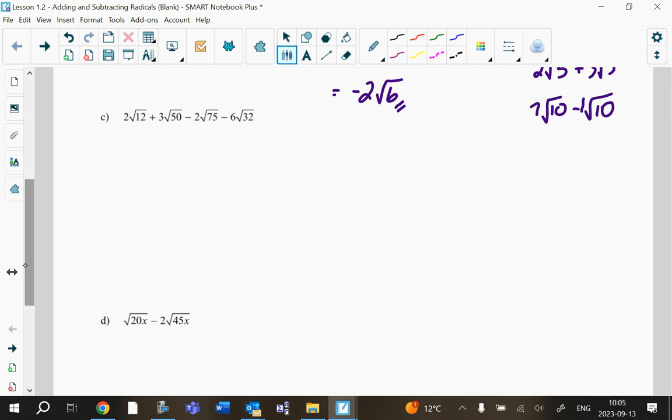Cool, this one. None of them are the same. So I got to look to see if I can simplify one or more of them. Well, don't get thrown by the 2 in front. So 2 times, can I break down root 12? Yes. Root 4, root 3. Root 4, root 3. Plus 3 times, can I simplify this one?